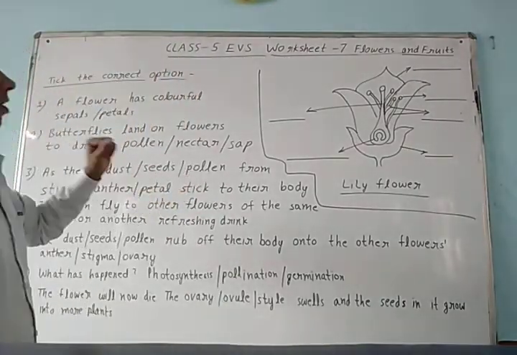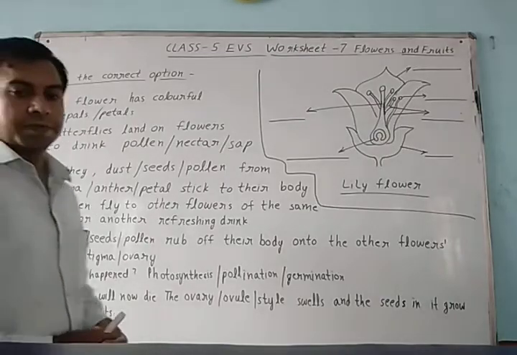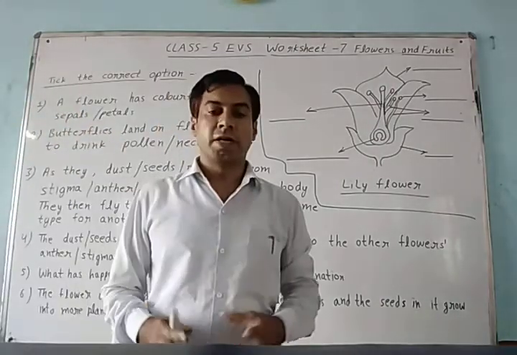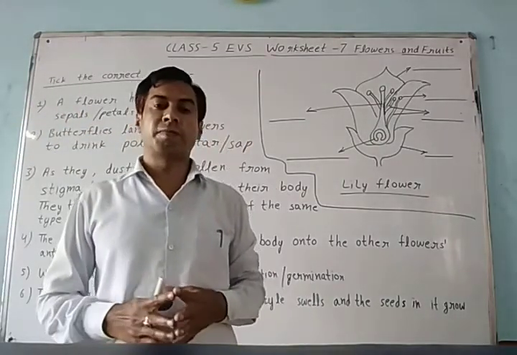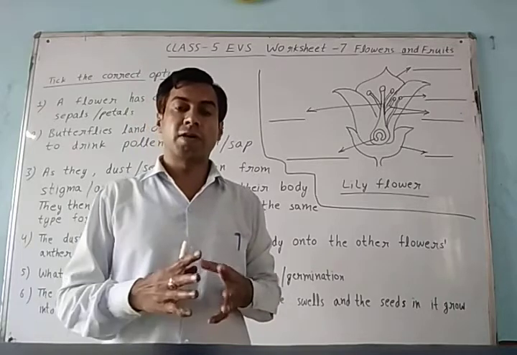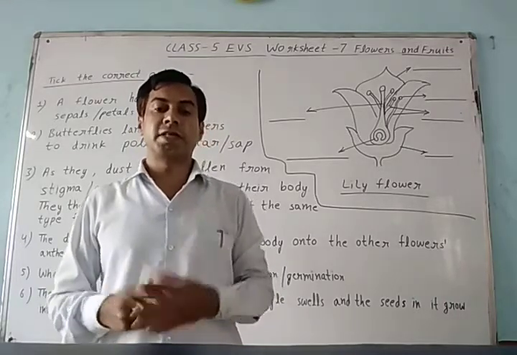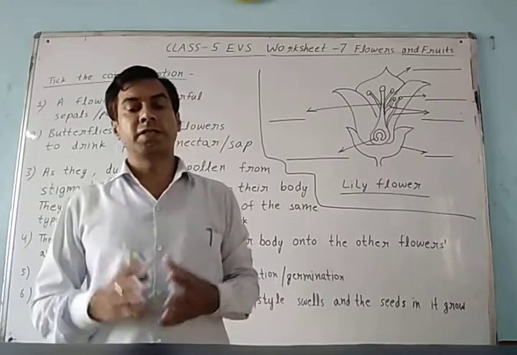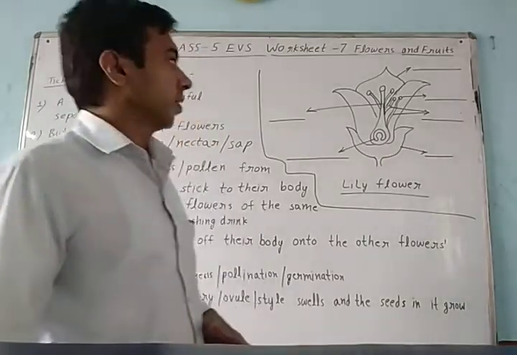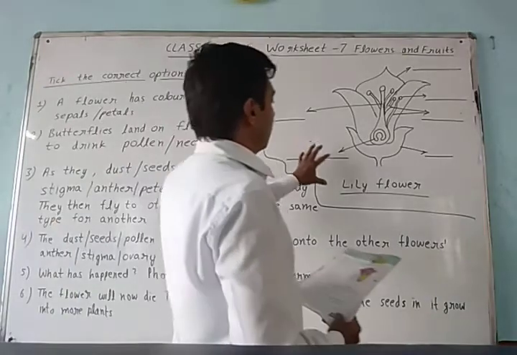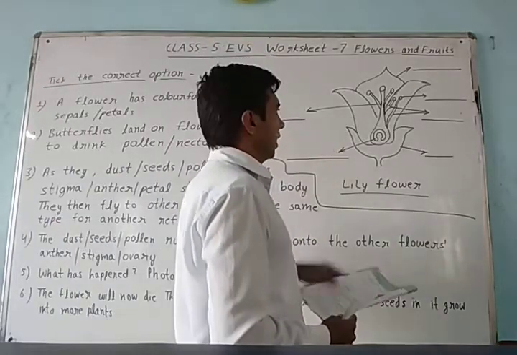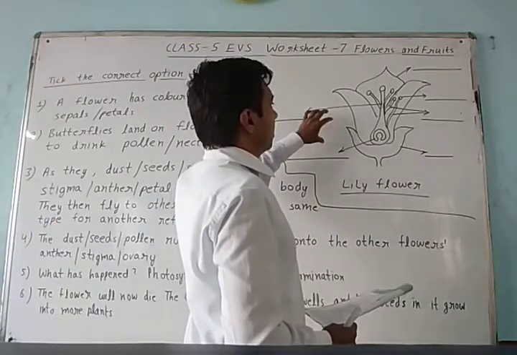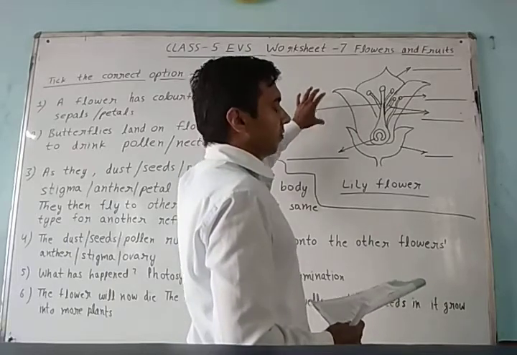Next worksheet, students, is flowers and fruits. A flower is that part of the plant which makes seeds. Flowers grow into fruits which contain seeds. Students, here we have a picture of a lily flower and the different parts we have to identify.